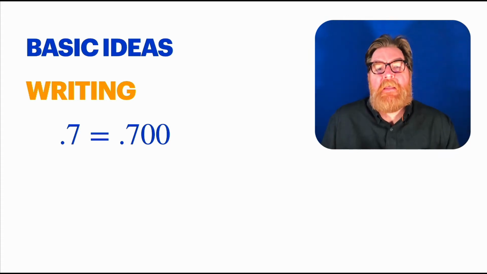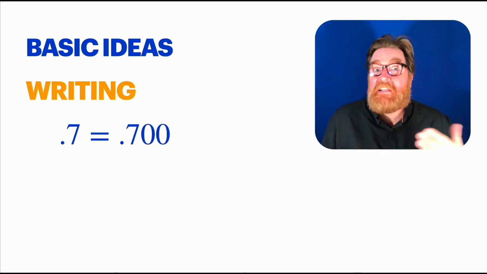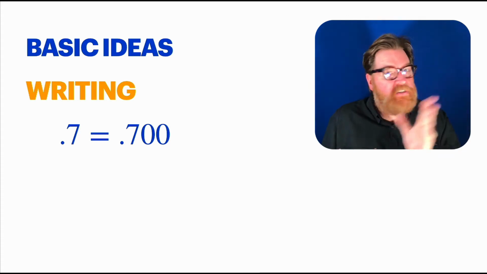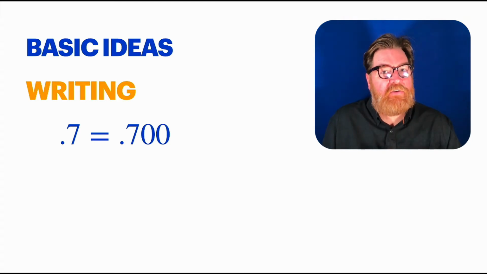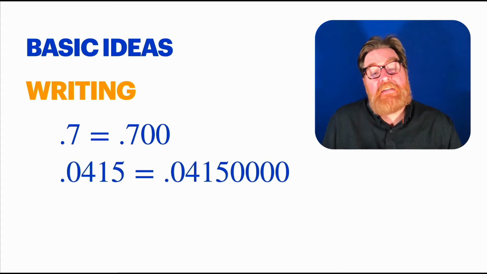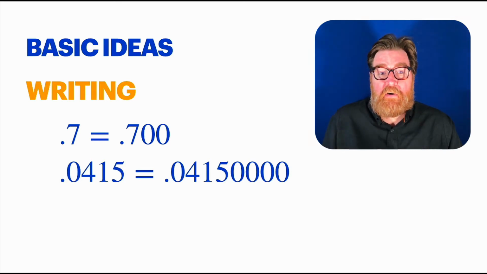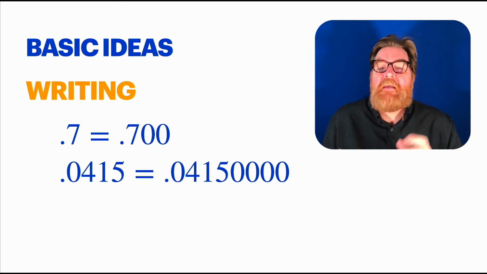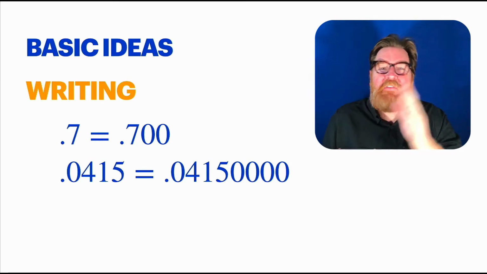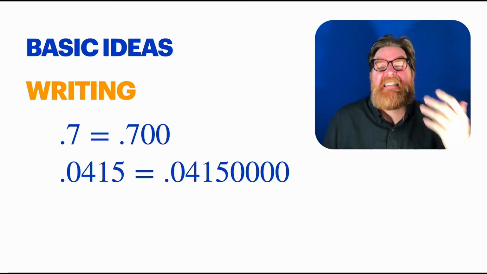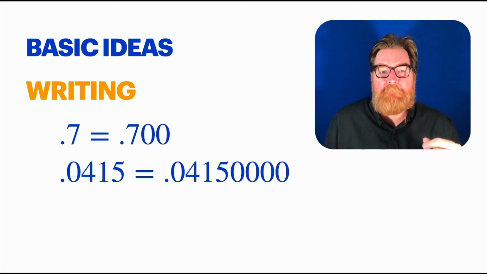So for example, 0.7, that's the same as 0.700. Those zeros on the end do not change the value of that number. And likewise, 0.0415 or 415 10,000ths, it doesn't matter if you tack on those 4 zeros onto the end. It's the same exact number, okay?